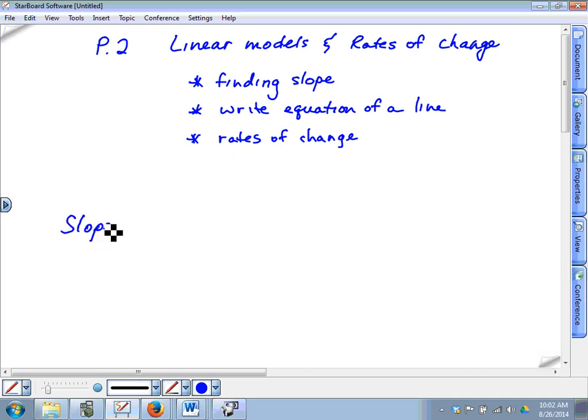Okay. Slope. So let's say we're given 2 points, x1 comma y1, and x2 comma y2. I wouldn't be surprised if some of you remembered the slope formula. Rise over run, okay, you're right. How do we interpret that in terms of x1, y1, x2, y2?